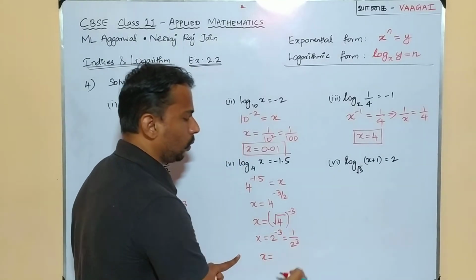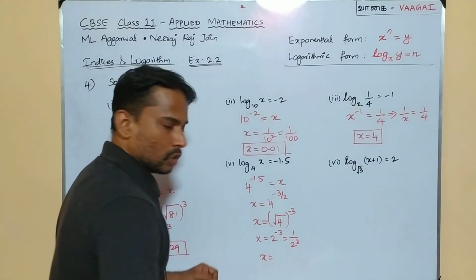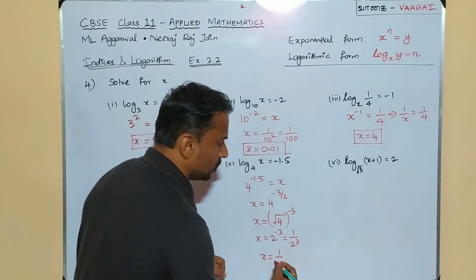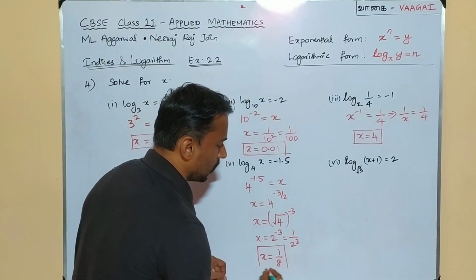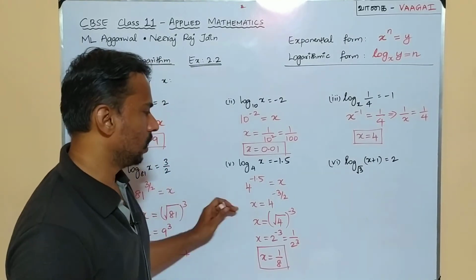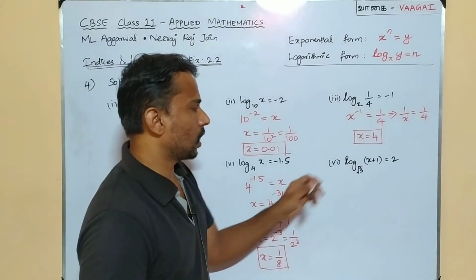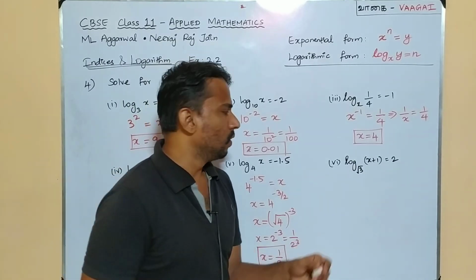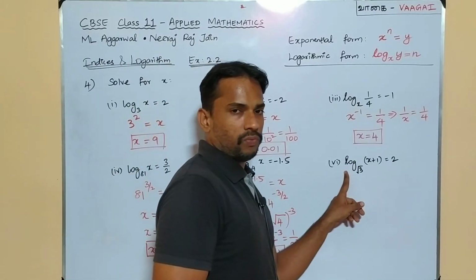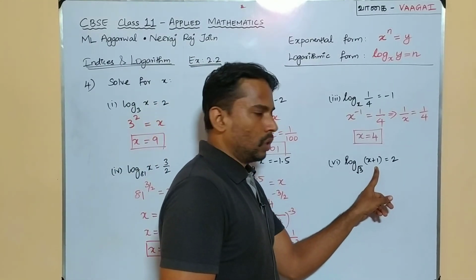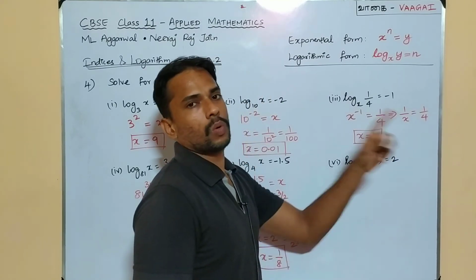So 2 power minus 3 is becoming 1 by 2 power 3, and that means finally x is equal to, what about 1 by 2 cube? It is 2 cube, right? So it means 2 cube is 8. So that means x is equal to 1 by 8 is going to be the final answer for this fifth question. Yeah, coming to the sixth question, here we have log of x plus 1 to the base root 3 is equal to 2.